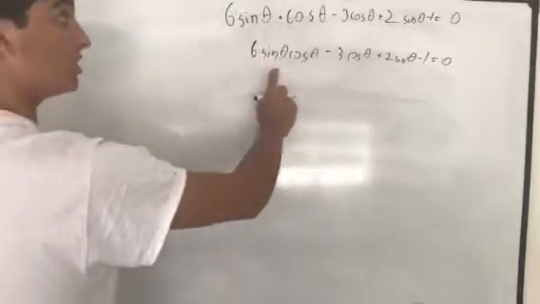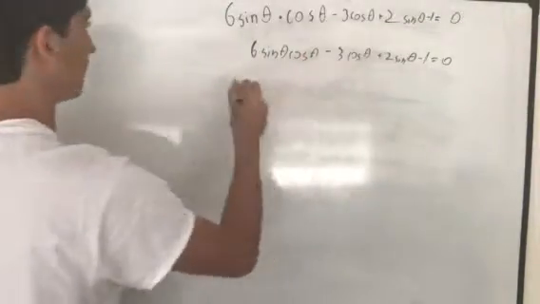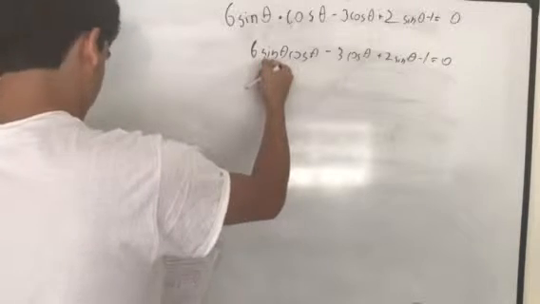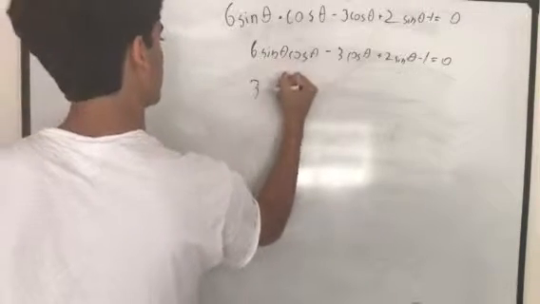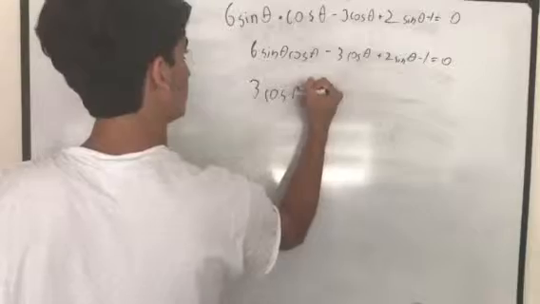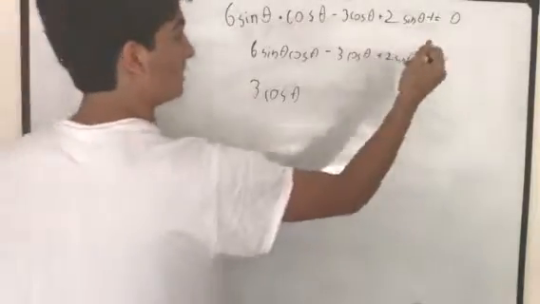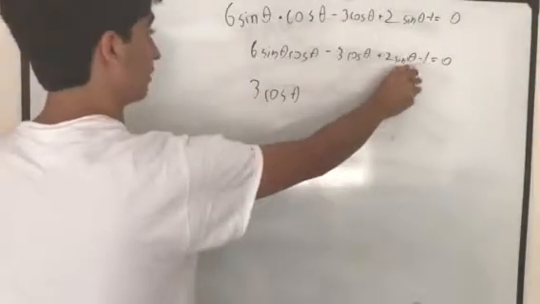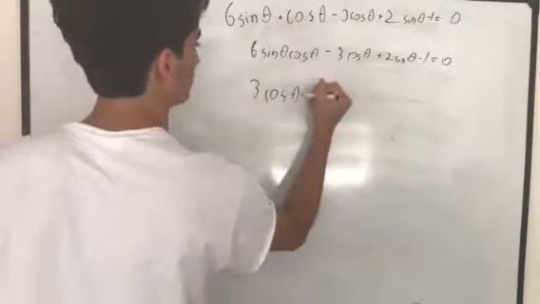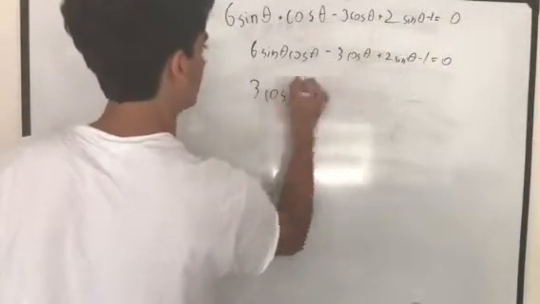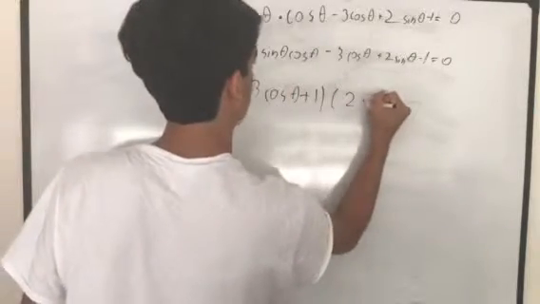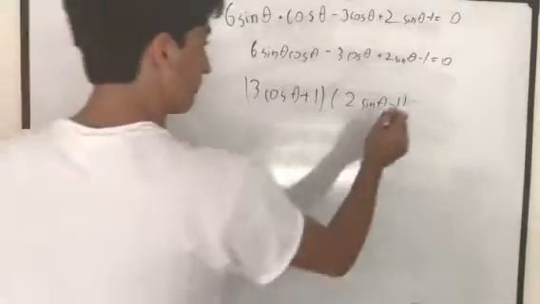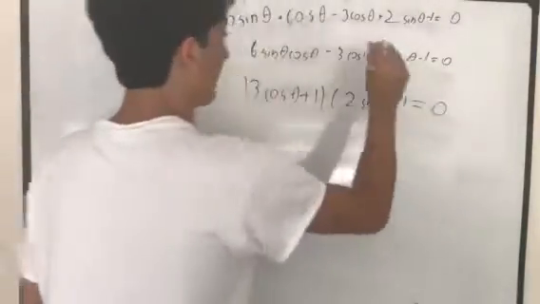So what you're going to have to do is factor by grouping. You're going to factor out a 3 cosine theta. Now this is a little trippy here. You're going to actually have to factor out a 1 from this term, so you're not going to be changing it at all. So it's going to be 3 cosine theta plus 1 times 2 sine theta minus 1. So those are your factored terms. You're done for that part of the equation.